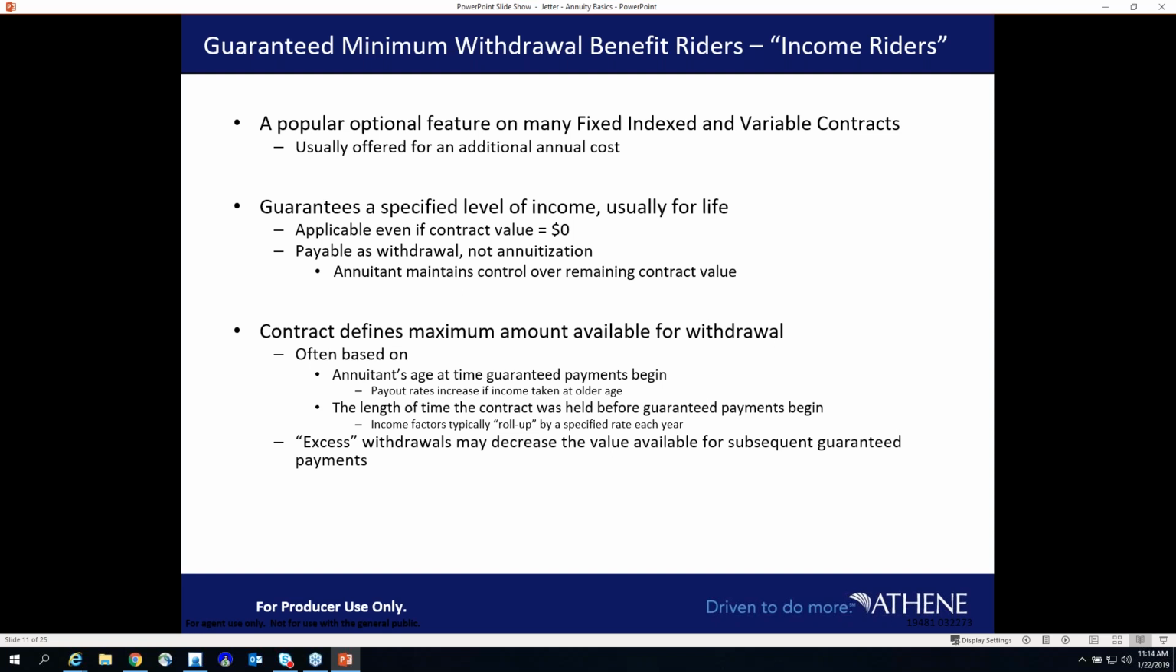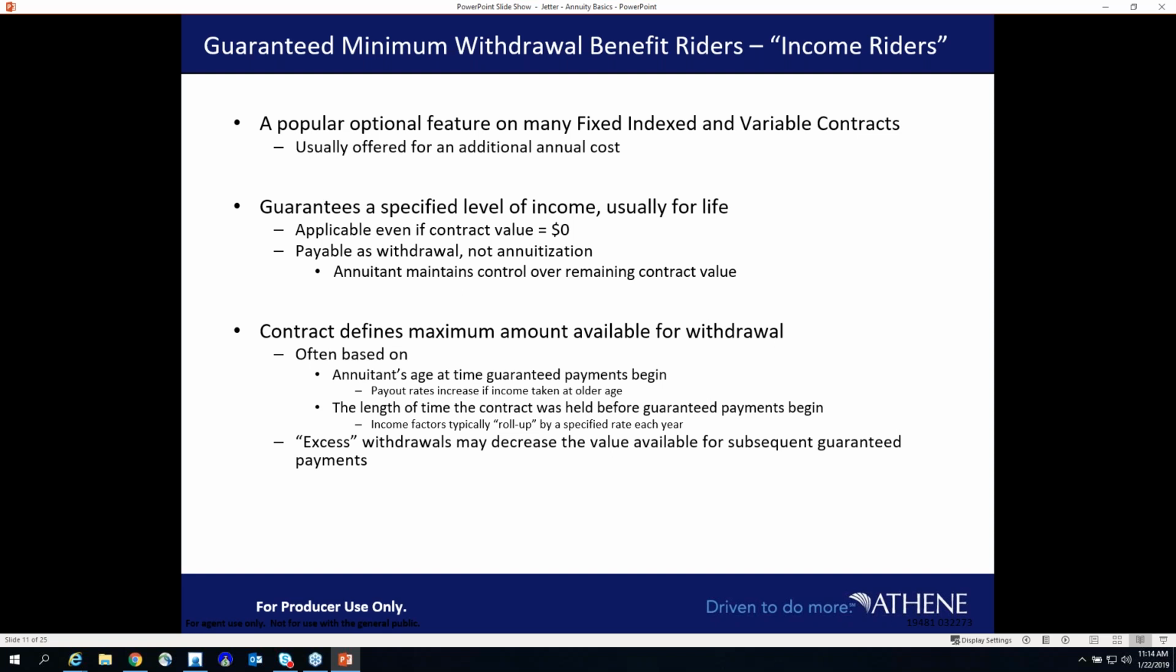It is not an annuitization, so the annuitant maintains control over the remaining contract value. That's very important. When you annuitize the contract, you pick a settlement option, and that's set in stone. When you use a guaranteed minimum withdrawal benefit, your client still has complete control over the contract. If they want to change their mind, if they want to surrender the contract or take partial withdrawals, they still have that option as well. The contract defines a maximum amount available for withdrawal, often based on the annuitant's age at the time the guaranteed income payments start.